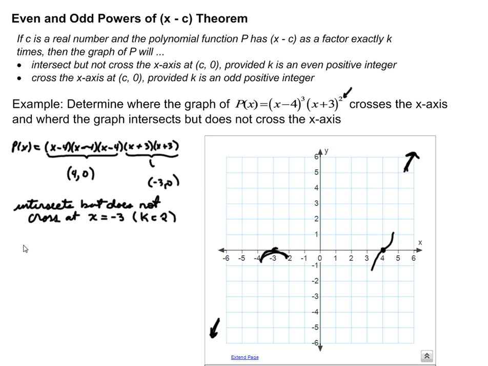But in any case, to answer the question, the graph crosses the x-axis at x equals 4, and we know this because, at the point 4, 0, k is an odd number in this case, k representing the power for that particular factor. Okay, one more to go here.